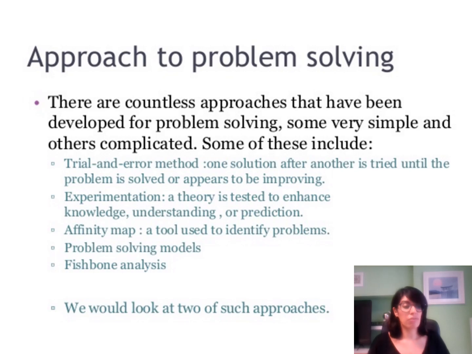Another method is experimentation. So you take a new theory and you test it out. So you have a prediction, and you take your knowledge and your understanding to see if that works in solving the problem. An affinity map is a tool that's used to identify problems in some businesses, and you can look that up in some of the recommended reading that we gave you. There are also some problem-solving models, and one of these is the Fishbone analysis, which we will look at in this particular module.